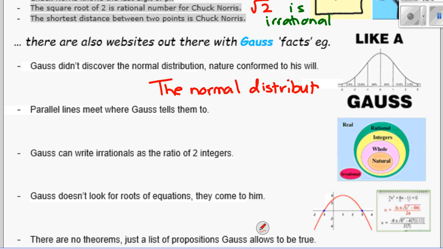I like that one. Because you're so intimidating that the whole of nature conformed and started to follow that pattern.